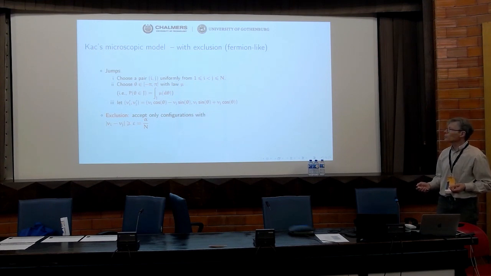Now, what an exclusion principle in this classical case would be is to only allow configurations where the distance between two coordinates, two particles, is bigger than some number. That should depend on the number of particles to get something reasonable in the limit. So we have the distance between v_i and v_j bigger than epsilon.